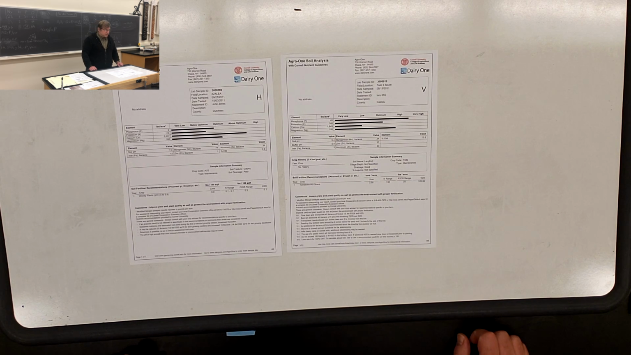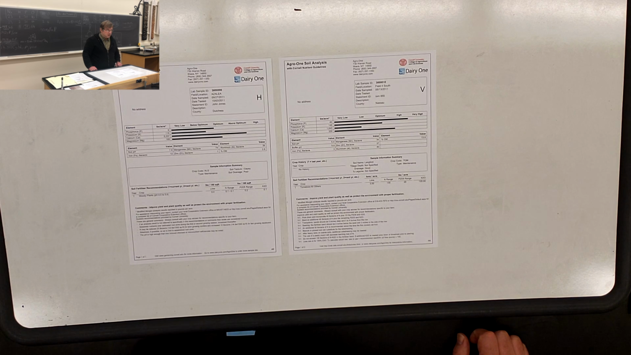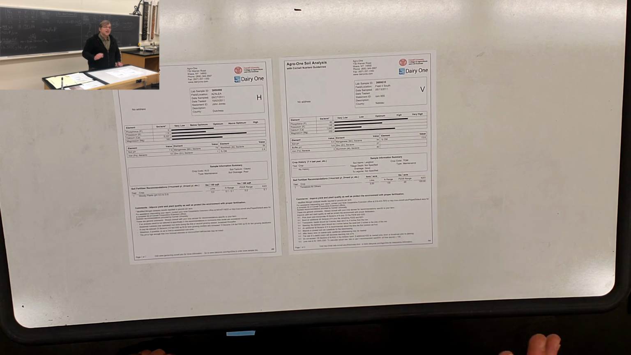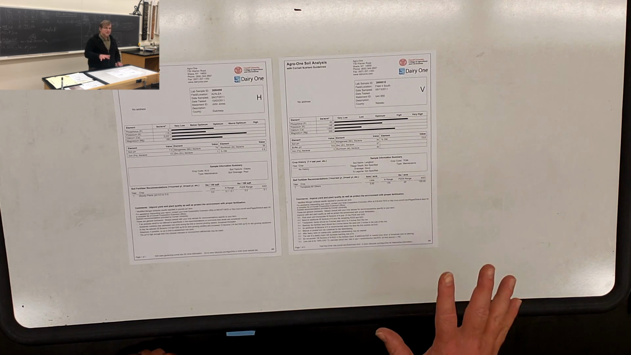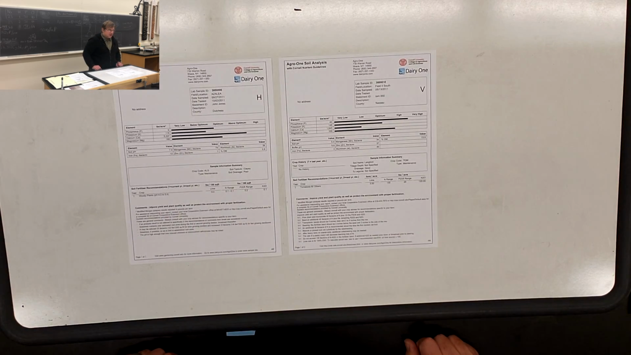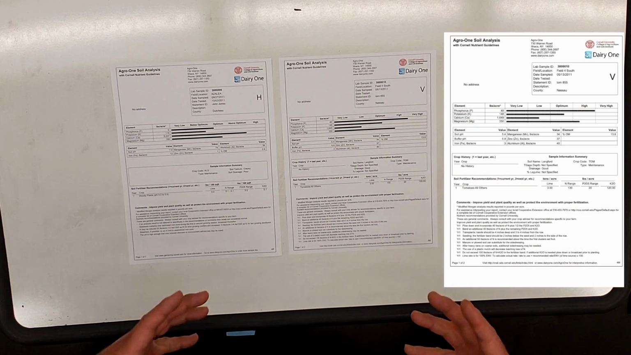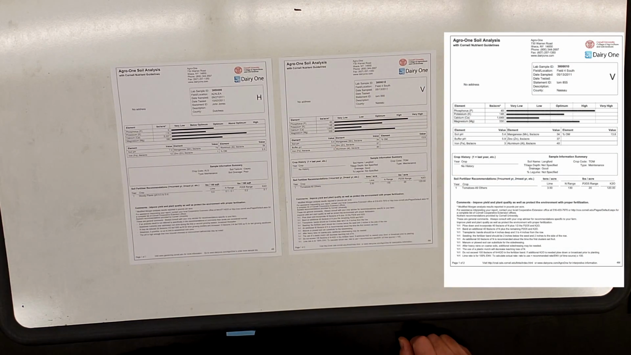And so what I want to do now is walk you through what these results mean and the different components of it. The very first thing you should do, strangely enough, is make sure that this is your result. So go up to this top right area and look at the field location and look at the statement ID or whoever it is. Make sure that is in fact you.